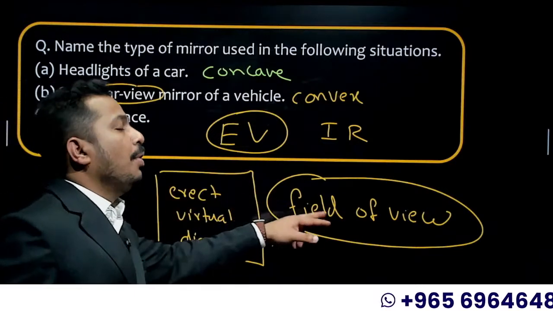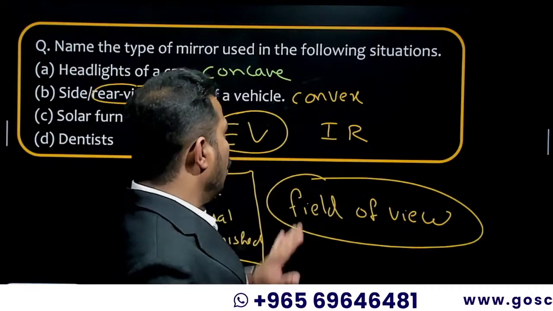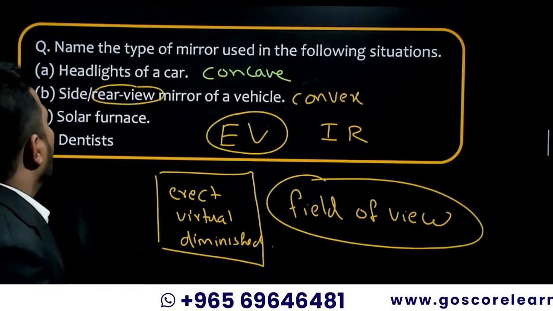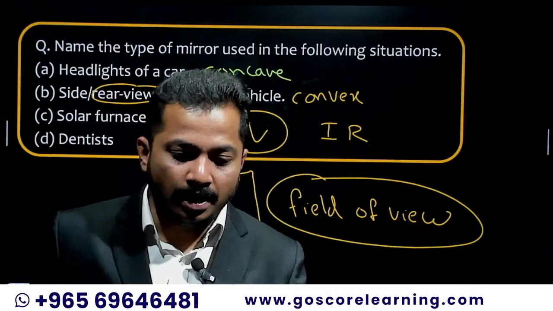And the second point you can write: field of view is maximum for convex mirrors. That's why it's being used as the rear view mirror of vehicle. So that's the most repeated question that we can ask from this mirror portion.